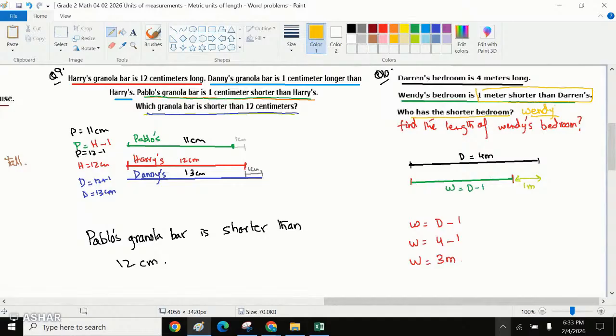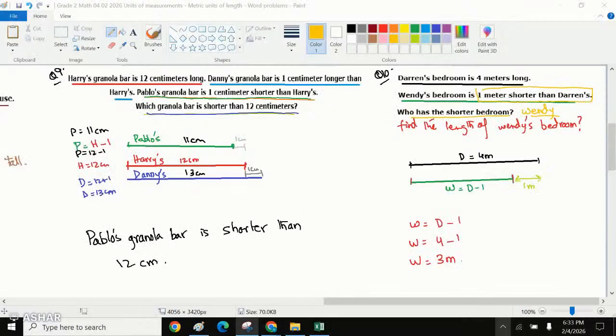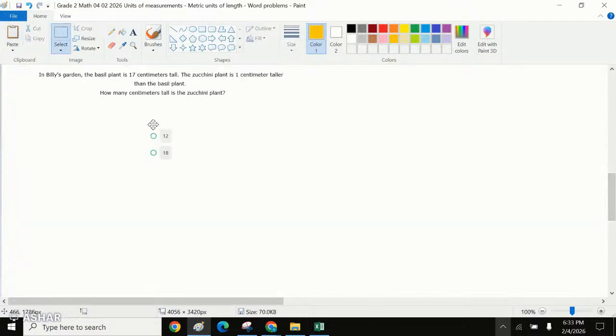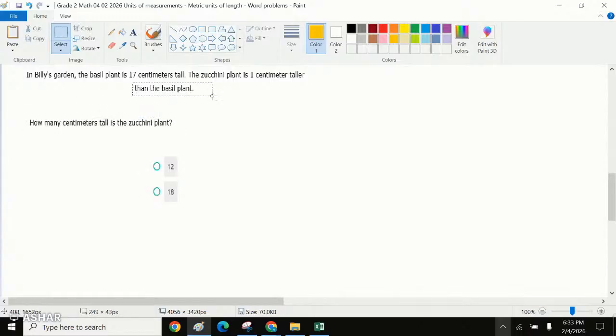Okay, so let's try some questions from the test. Let's see what we have. Just a moment, I'll copy. The first question says, in Billy's garden, the basil plant. They're talking about the length of a basil plant and a zucchini plant. Let's see. Question number 1 from the test is this. Let's pick out the question. Let's just realign this.